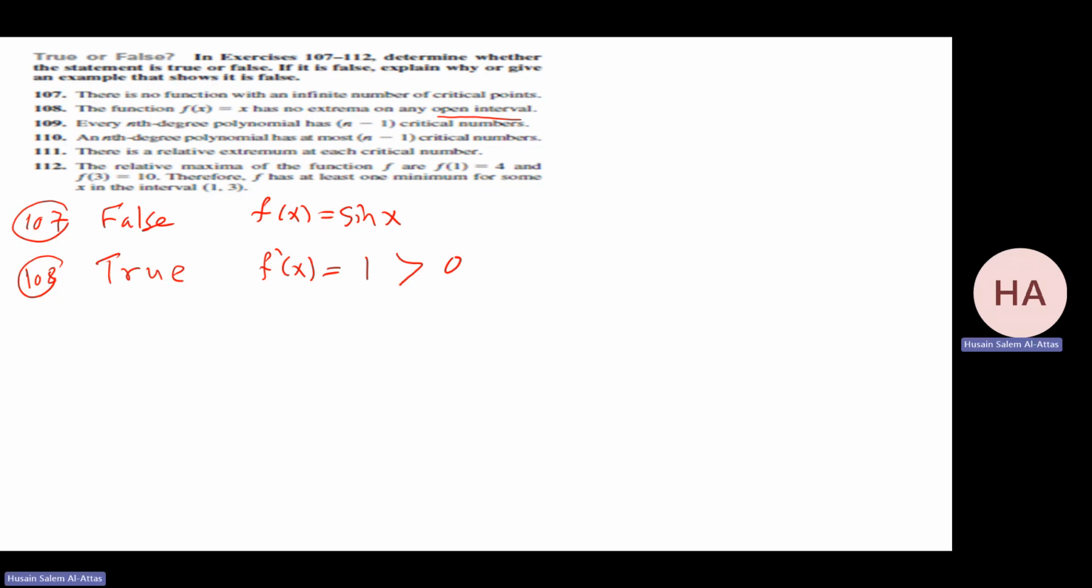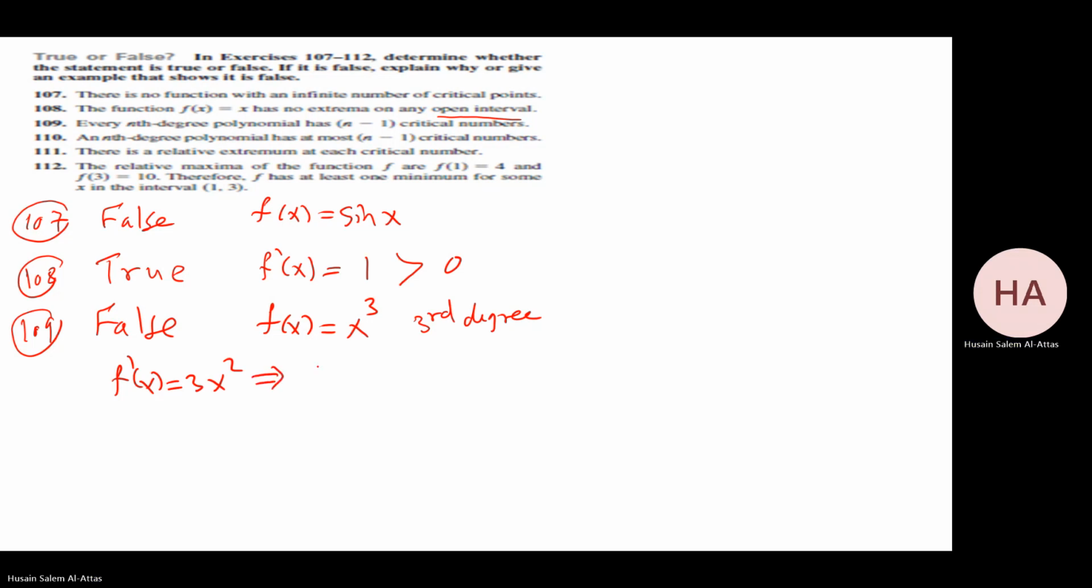Every polynomial of degree n has n minus 1 critical numbers. If I have a polynomial of degree n, how many critical numbers do we have? Is it n minus 1? No, this is false. Example: f of x equals x cubed is 3rd degree. But how many critical numbers do I have? f prime equals 3x squared. I have x equals 0 as the only critical number.